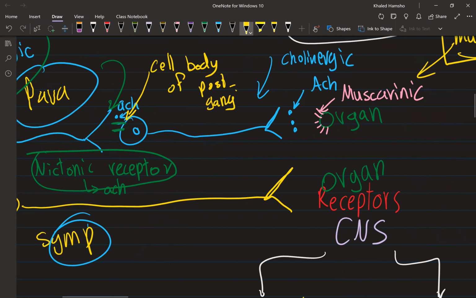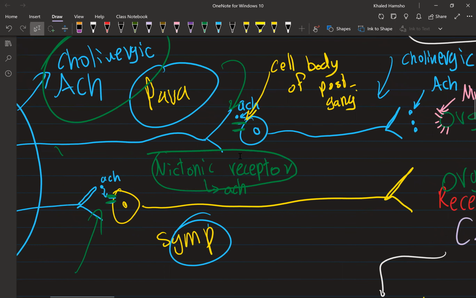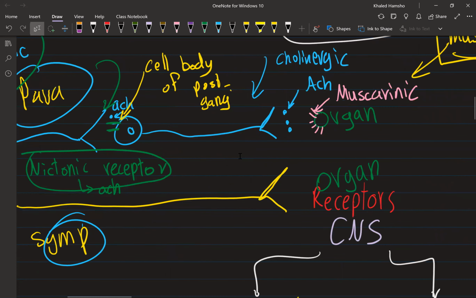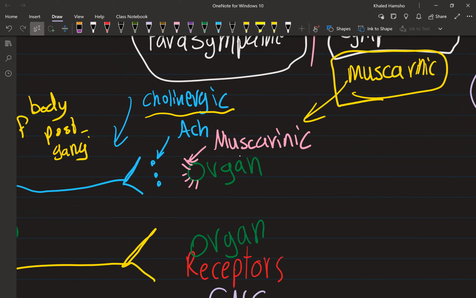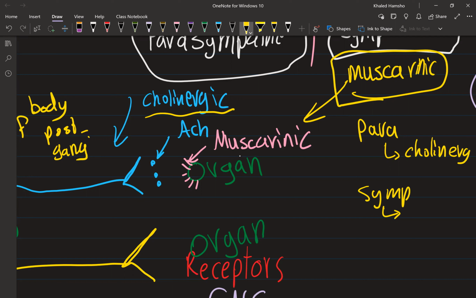Is it the sympathetic or the parasympathetic that has the muscarinic on the organ? Parasympathetic. In the parasympathetic, the first neuron is cholinergic and the second neuron is also cholinergic. In parasympathetic, both are cholinergic. In the sympathetic, the first one is cholinergic and the second one is adrenergic. Cholinergic, followed by adrenergic.